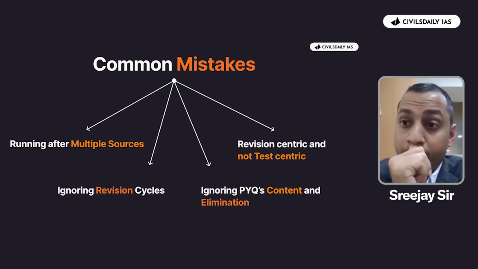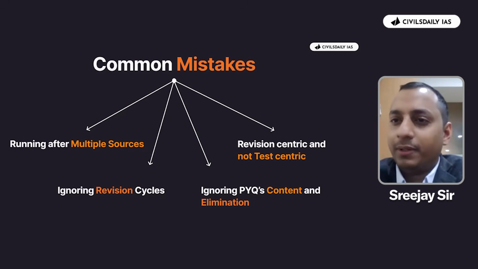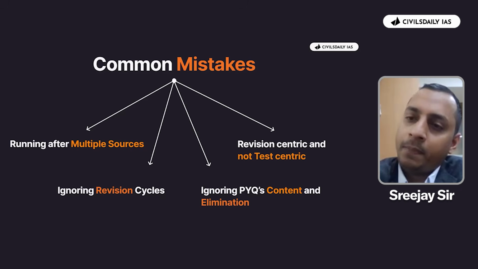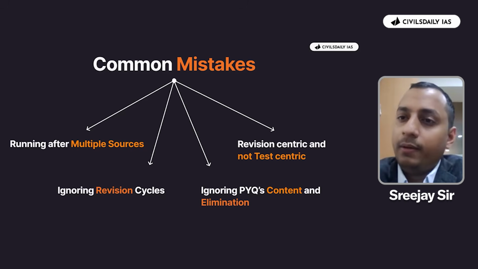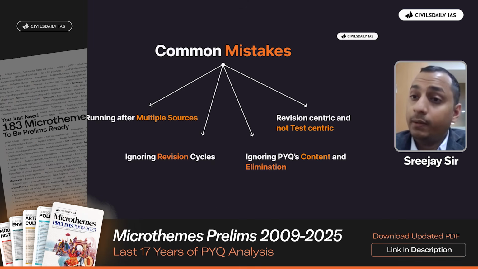That doesn't mean you have to equally divide, 10 questions for polity, 10 questions for economy and so on. Economy, polity, environment, geography should be prioritized, because the maximum number of questions come from those areas, right? So don't go for multiple sources. A single source will give you 80 to 90% of the information, plus a test series. The test series knowledge is required.